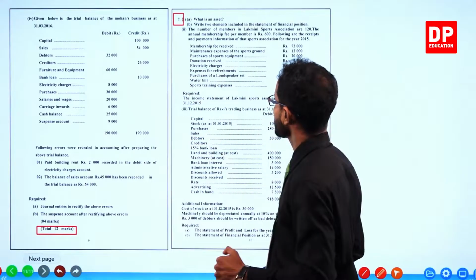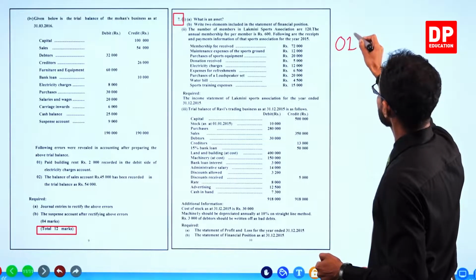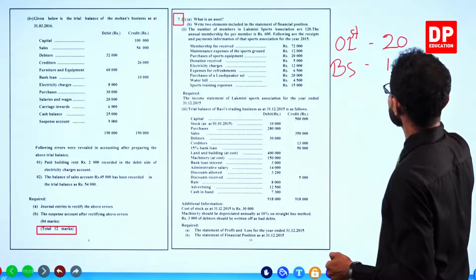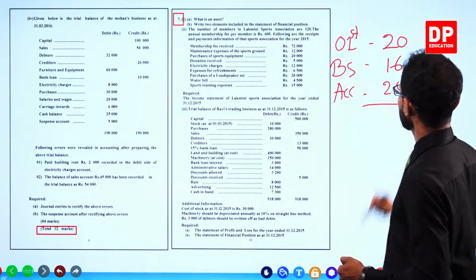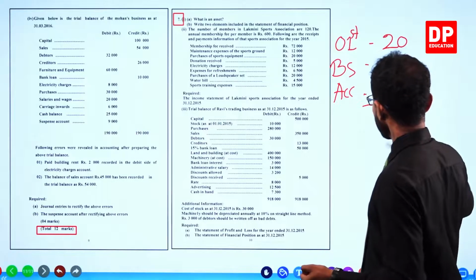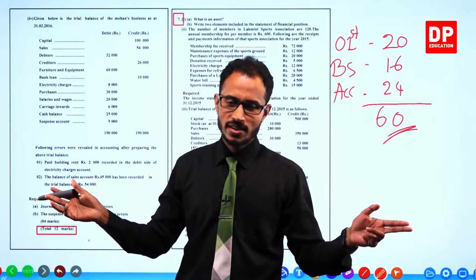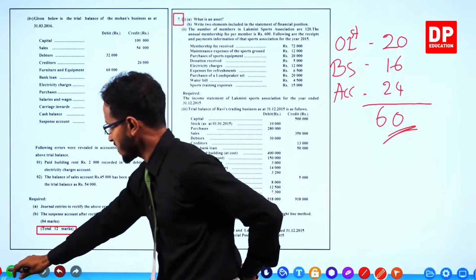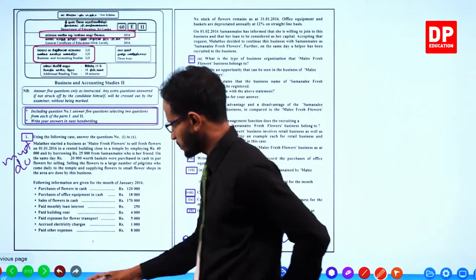If you finish the first question too, then you get, for the first question, 20 marks. For the BS 2 questions, 16 marks. For the accounting 2 questions, 24 marks. Altogether, 60. Total 60 marks you can earn for the second paper. Right? Let's get to work. Let's start the second paper. 2016, paper 2. Here we go.